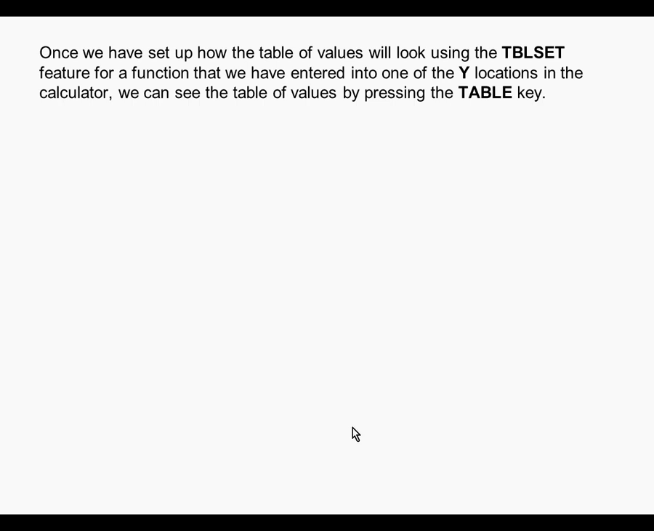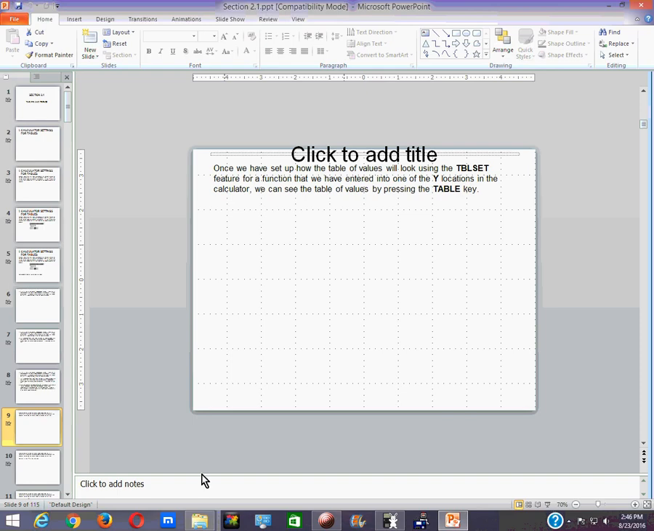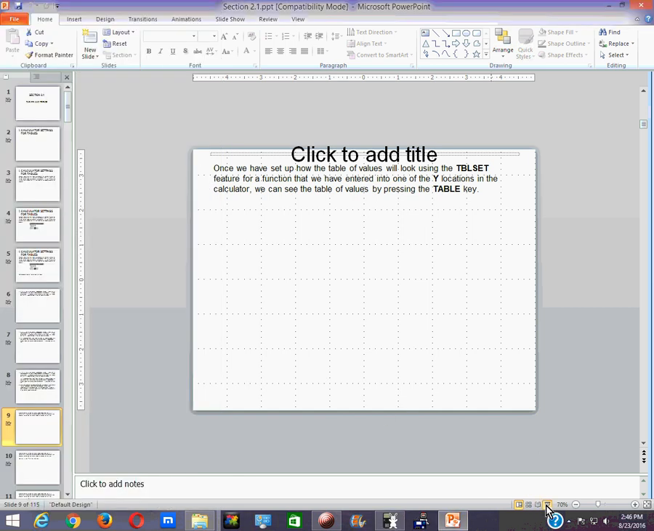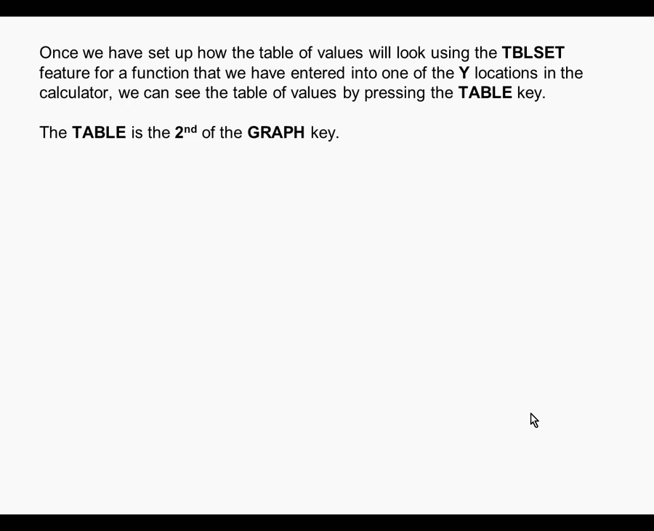And then the table key on the calculator is, let me get out of this, so second quit. The table is the second of graph. So it's kind of like instead of seeing the graph, I want to see the table of values. So the table again is the second of the graph key. It's just another way the calculator displays functional values to us, either graphically or in the form of a table. So we're going to illustrate how to do this with a particular example.